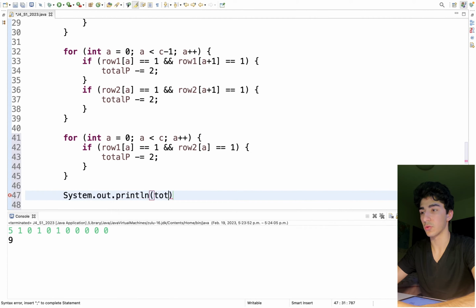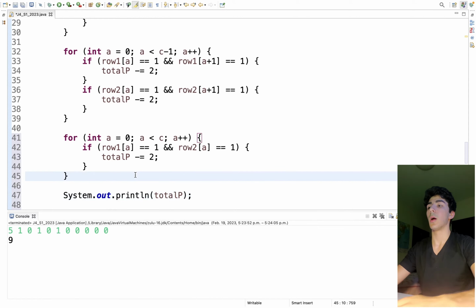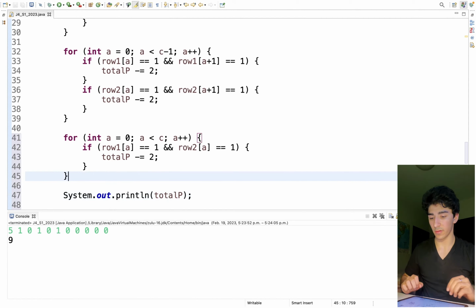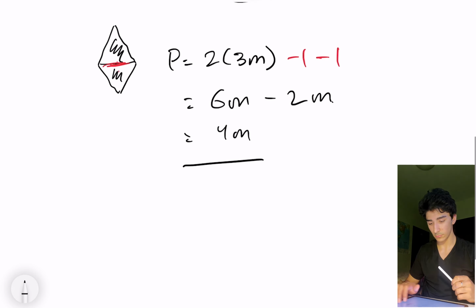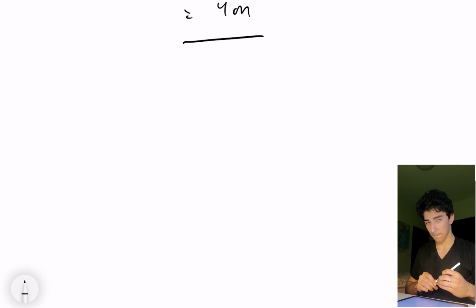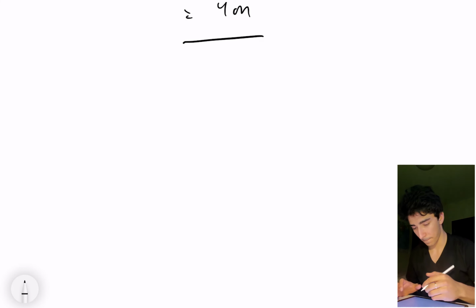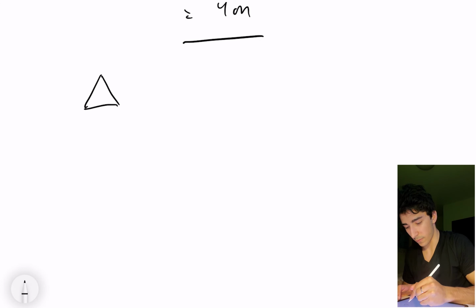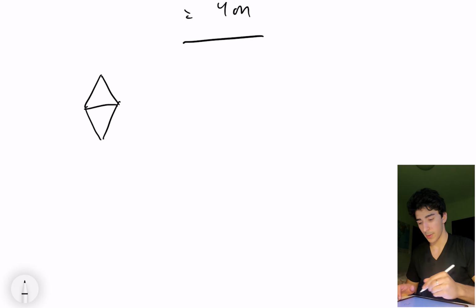We'll of course print out total P. However, there's one thing missing. Let's go back to this iPad. If two triangles are touching vertically, as we mentioned, since they are sharing a side, then we subtract by 2.